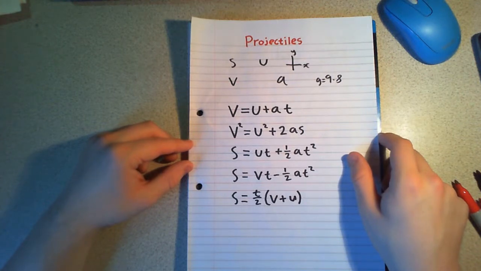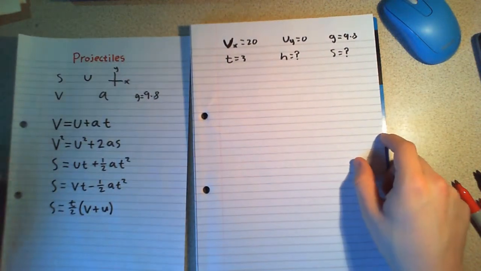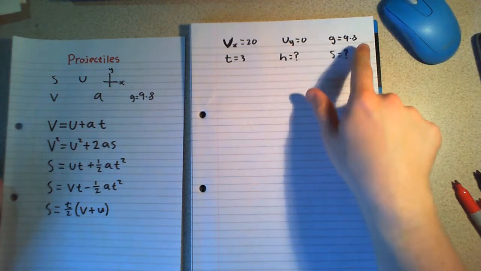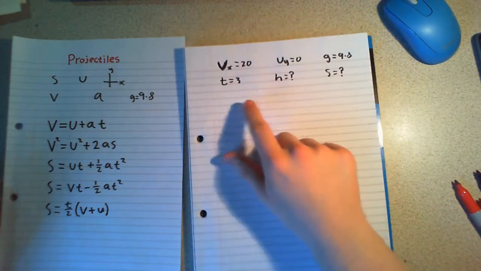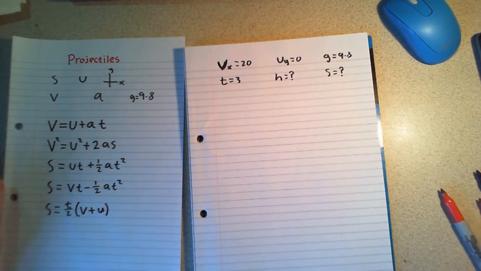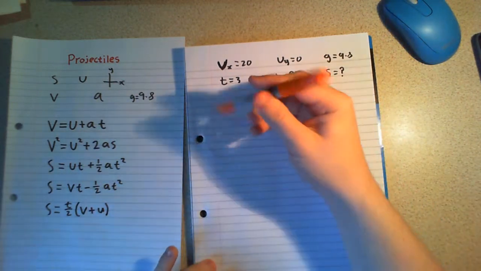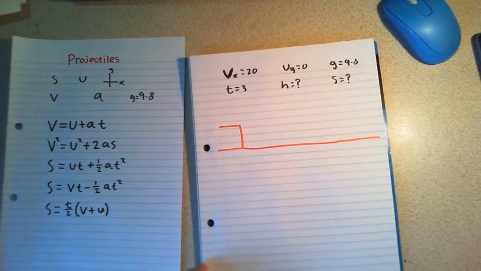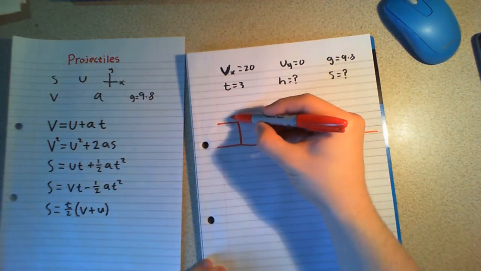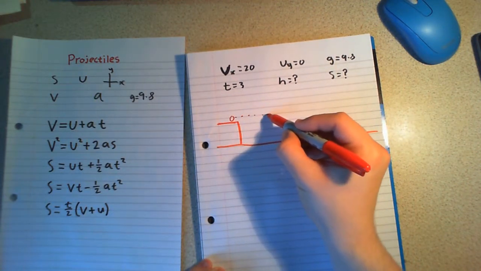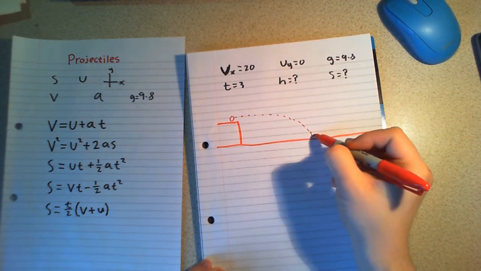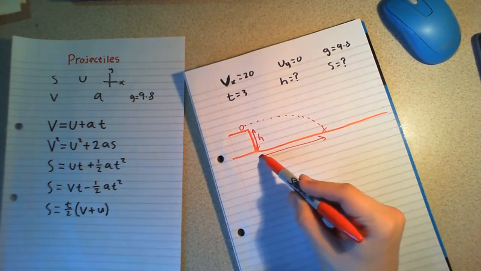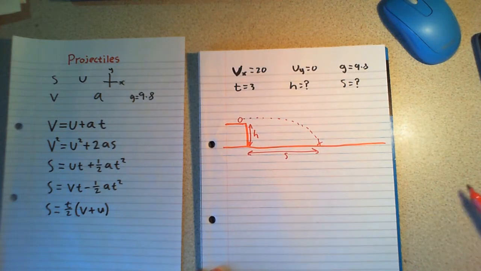So this is what we know. We know our initial velocity in the x, we know our initial velocity in y, we know the acceleration, the time, and we don't know the height or the distance. So we'll quickly sketch our problem, and we'll say that this is some cliff here that we have. This is our ground, and we'll say this is our ball, and it has some trajectory which goes a little something like that and hits somewhere down there. We're going to call this H, we're going to call this S, and now we're just going to solve for H and S.